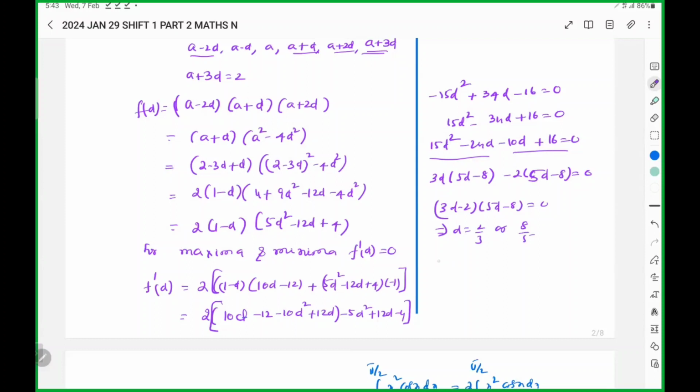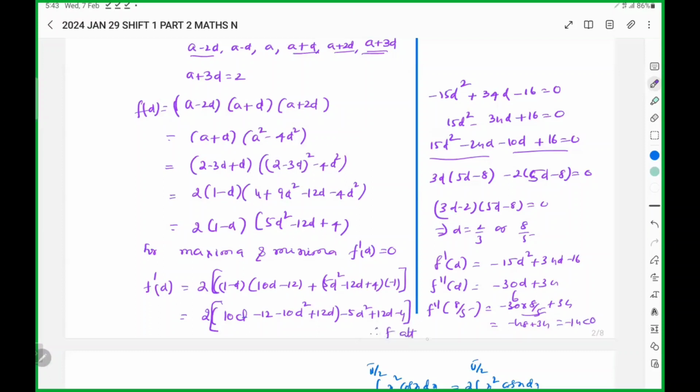So where it attains maximum, f dash d is in fact for us f double dash is this, f double dash 8 by 5 minus 14, negative. So f attains maximum at d is 8 by 5.